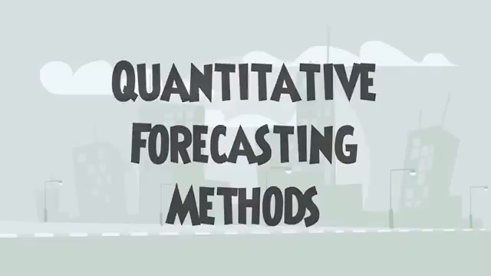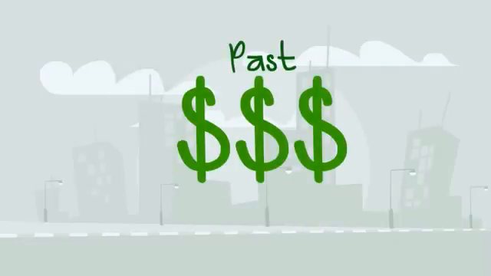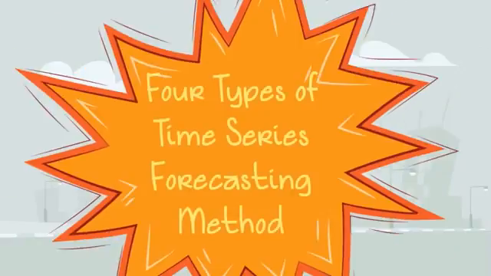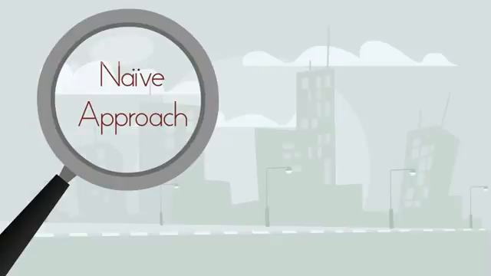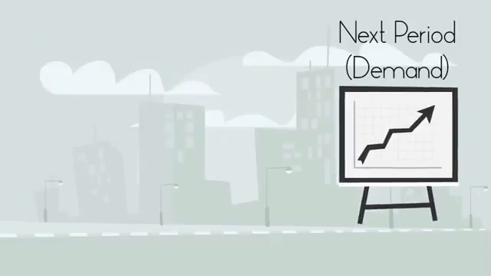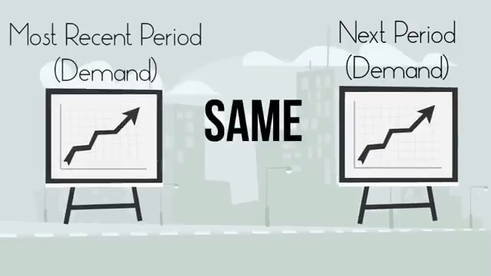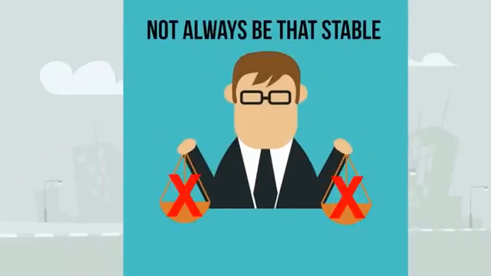Quantitative forecasting methods. Numbers or quantities sold in the past are used to forecast how much will be sold in the near future. There are 4 types of time series forecasting method. First being the naive approach. It is to assume the demand in the next period is the same as the demand in the most recent period. Demand pattern may not always be that stable.